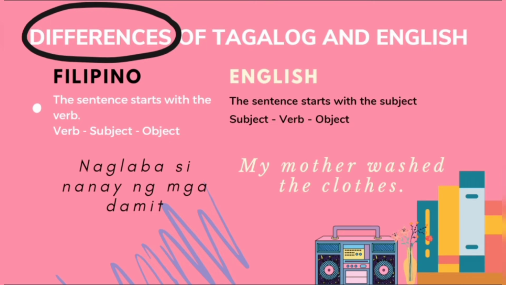While in English, the usual way of delivering a sentence is that it starts with the subject. Let's have this sentence as an example. My mother washed the clothes. My mother is the subject, the verb is washed, and the object is clothes.